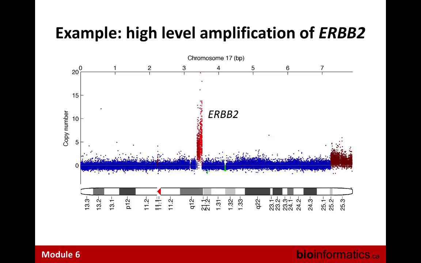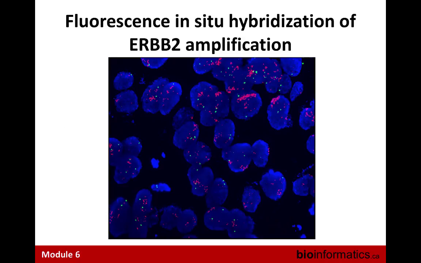So ERBB2 is actually amplified in this way in about 15% of all breast cancers. And it's a driver event that leads to proliferation and growth of tumor cells. And patients that have this high-level amplification can be treated with a drug called Herceptin. So they respond really well. So that's a great example of personalized or precision medicine. So knowing the driver event in a tumor will let you then make relatively rational predictions for a treatment.